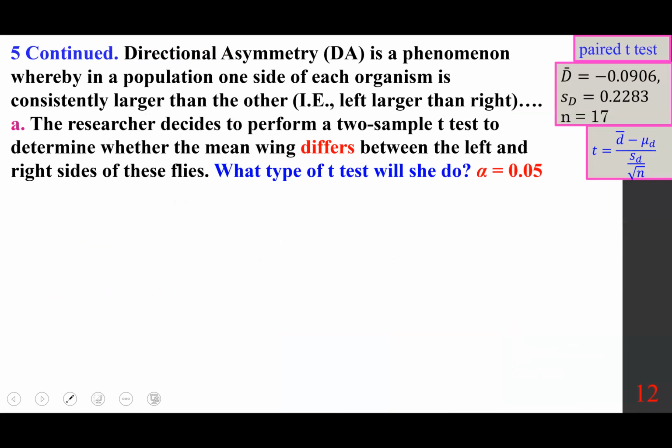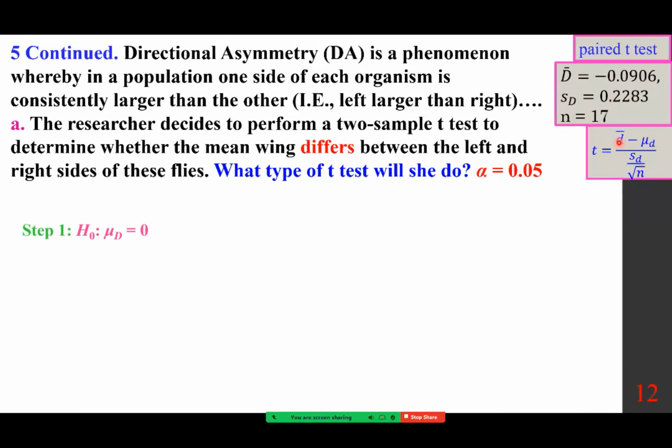Now let's do the math, and this is the information. We are going to use the paired t-test. This is the information we got from the previous page we calculated. And here's the test statistic. I hope you remember it was x bar minus mu of x bar over s over square root of n. Now we use d bar instead of x bar.